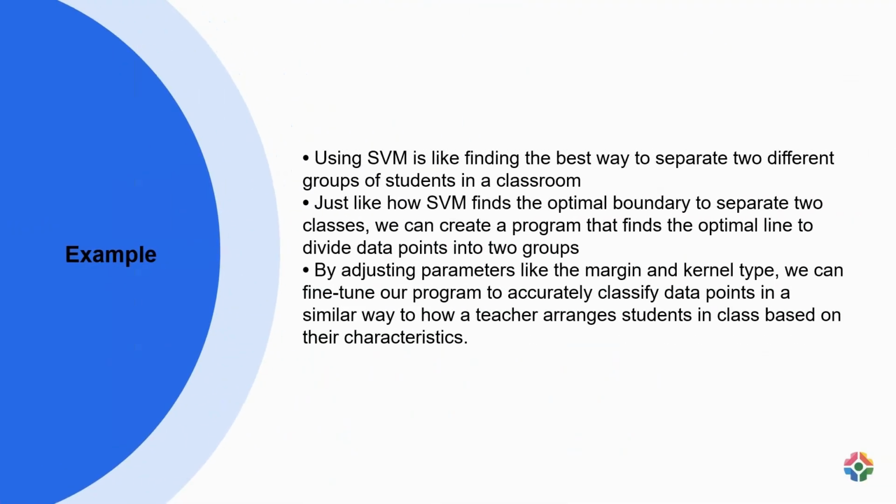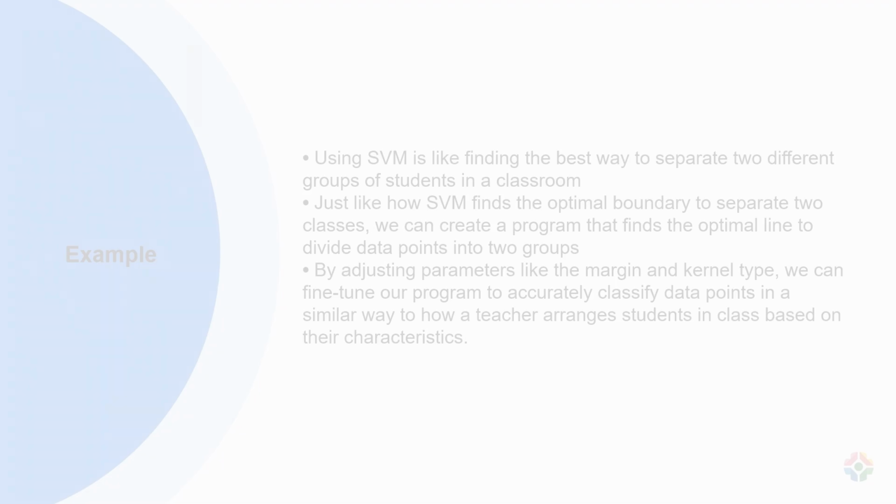Using SVM is like finding the best way to separate two different groups of students in a classroom. Just like how SVM finds the optimal boundary to separate two classes, we can create a program that finds the optimal line to divide data points into two groups. By adjusting parameters like the margin and kernel type, we can fine-tune our program to accurately classify data points in a similar way to how a teacher arranges students in class based on their characteristics.